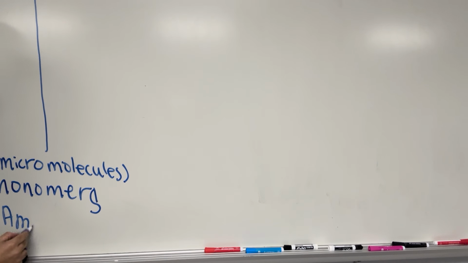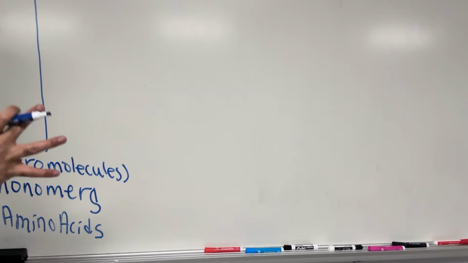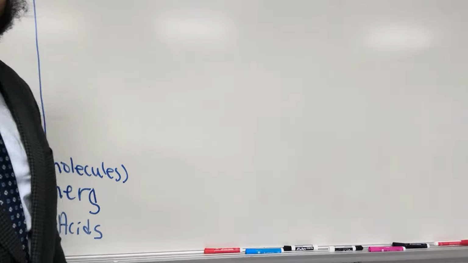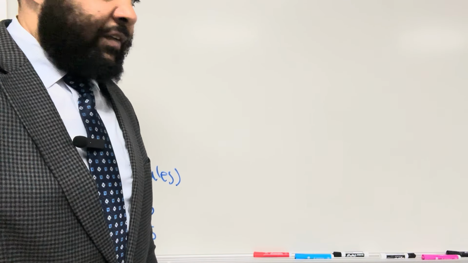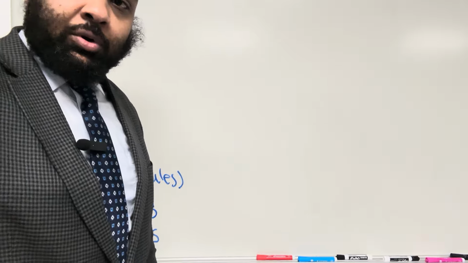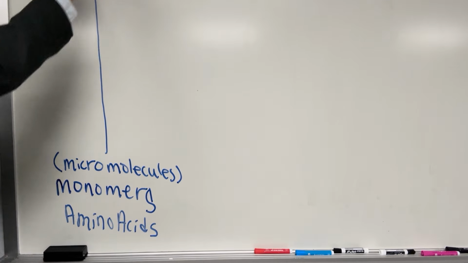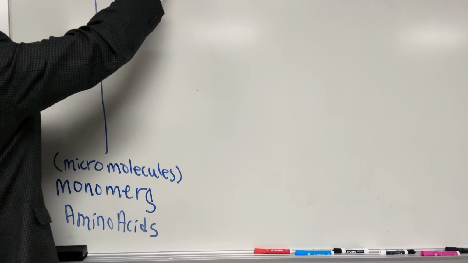Amino acids belong in the bottom. Amino acids always belong at the bottom because we compile them and we polymerize the amino acids in order to get the very important polymers or the macromolecules known as proteins.